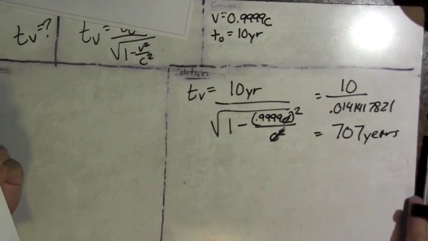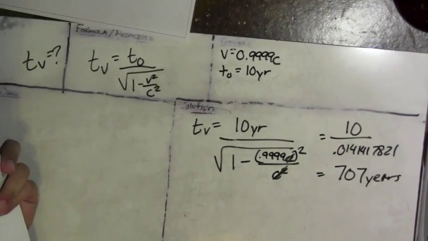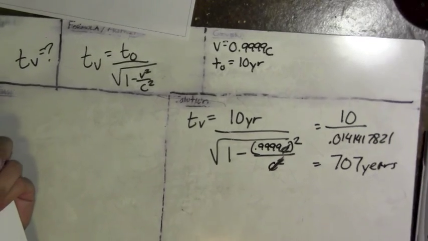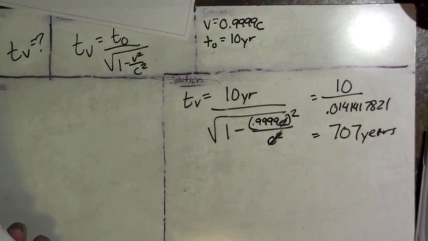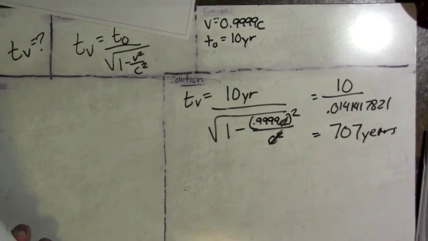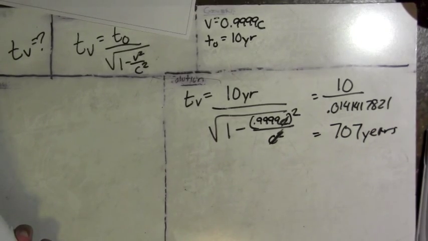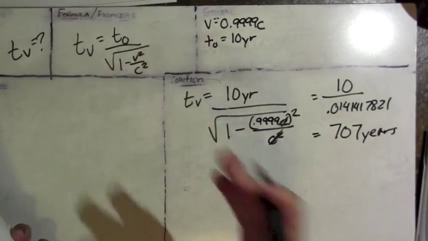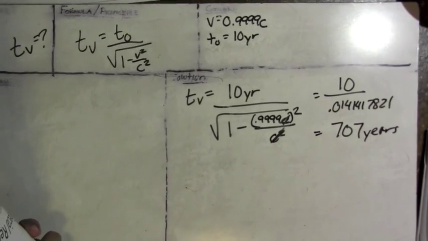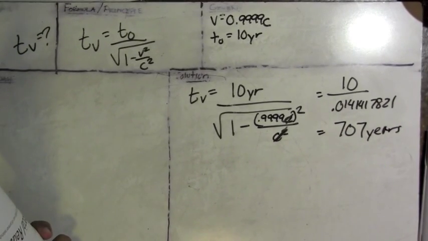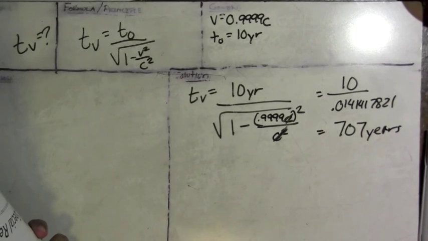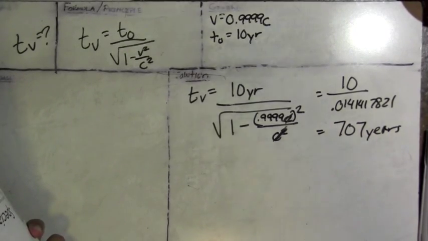Just think about if you took this journey and you were to get back to Earth today, how different is Earth now than it was 707 years ago? It's very, very different. So imagine what it would be like 707 years in the future. That's one of the things that science fiction writers tend to run with: how different is the Earth going to be? Can people live forever? Those sorts of things.